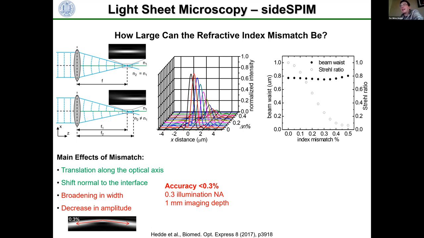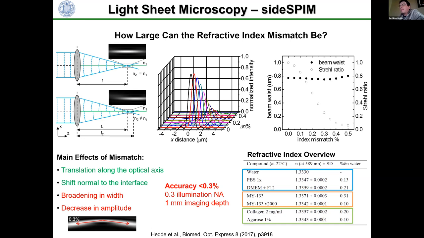So what we found is that you need to match your index better than 0.3%. Of course, it depends on the illumination numerical aperture. If it's less, then you need to be less precise. If it's more, you need to be even more precise. So this is 4.3 illumination and 1 millimeter imaging depth.